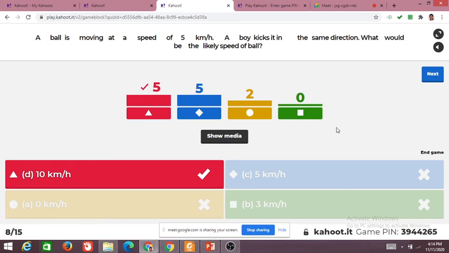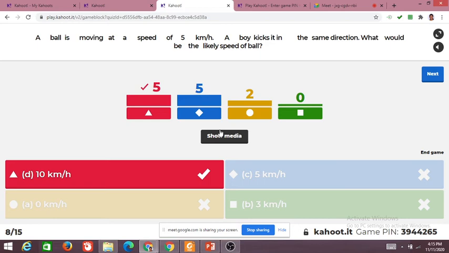Yeah, 5 of you have answered 10 km per hour. Okay, 5 have answered 5 km per hour. See, our question was a ball is already moving at 5 km per hour speed, and a boy is kicking the ball in the same direction. So he is applying force to the ball in the same direction. So what happens? If you kick the ball in the same direction it was moving earlier, then it will move with more speed, correct?